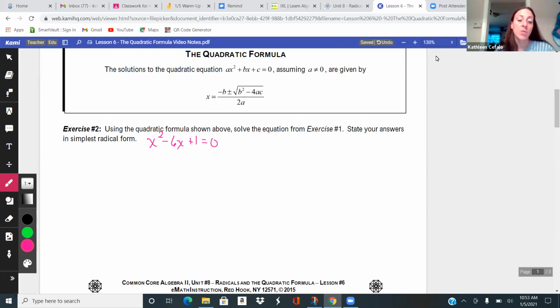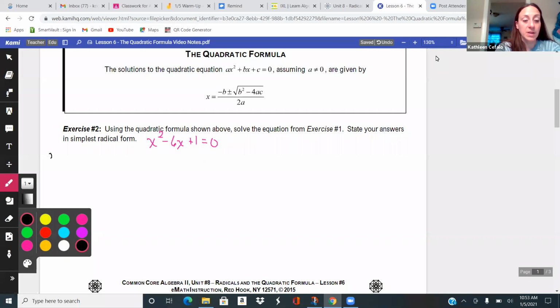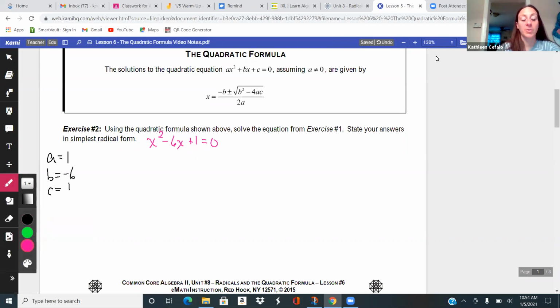With that, we can identify our A, our B, and our C. Looking at this, I can see A is equal to +1, B is equal to -6, and C is equal to +1. So now we have our terms all situated, and we're just going to plug them into the formula.